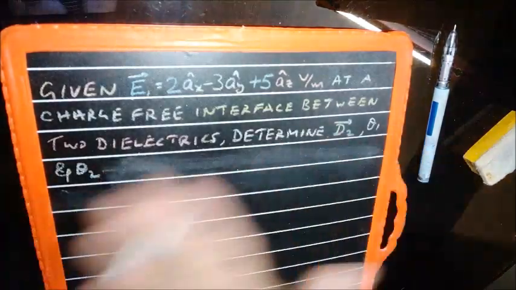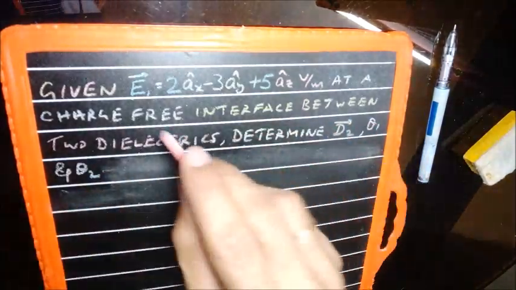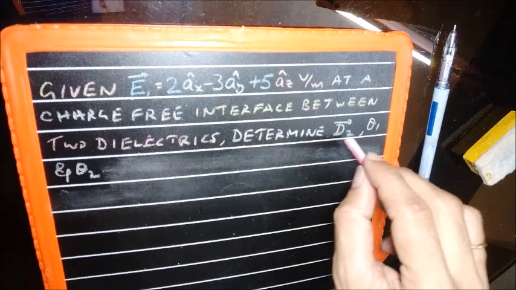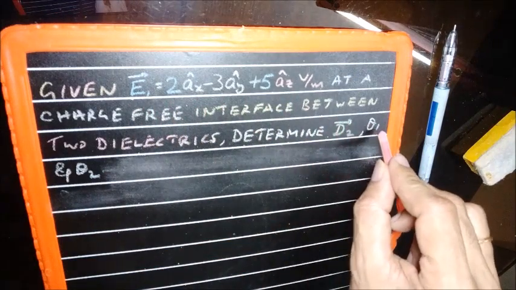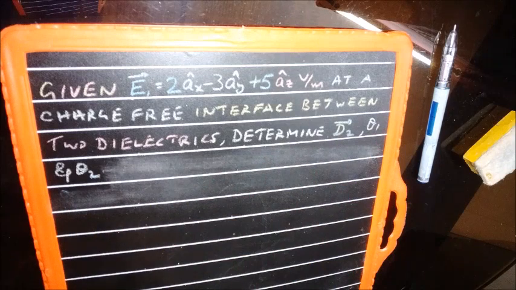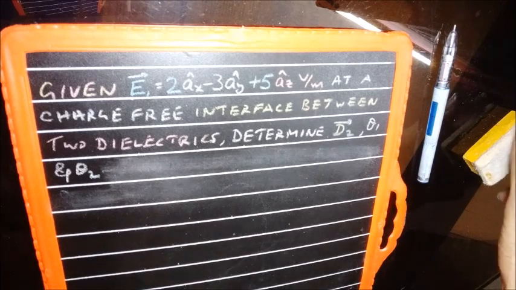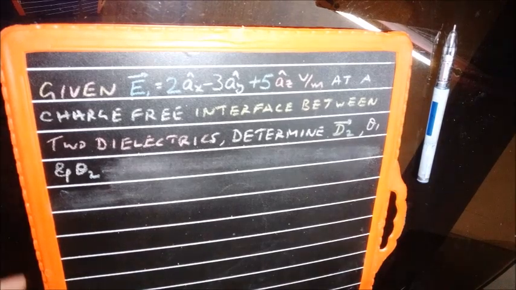The interface is actually in between two regions. Say region 1 where the electric field is this, and region 2 we have to find out what is the electric flux density, and also we have to find out these angles theta 1 and theta 2, where theta 1 and theta 2 are the angles defined by the electric fields with respect to the interface. So let's attempt to solve this problem.